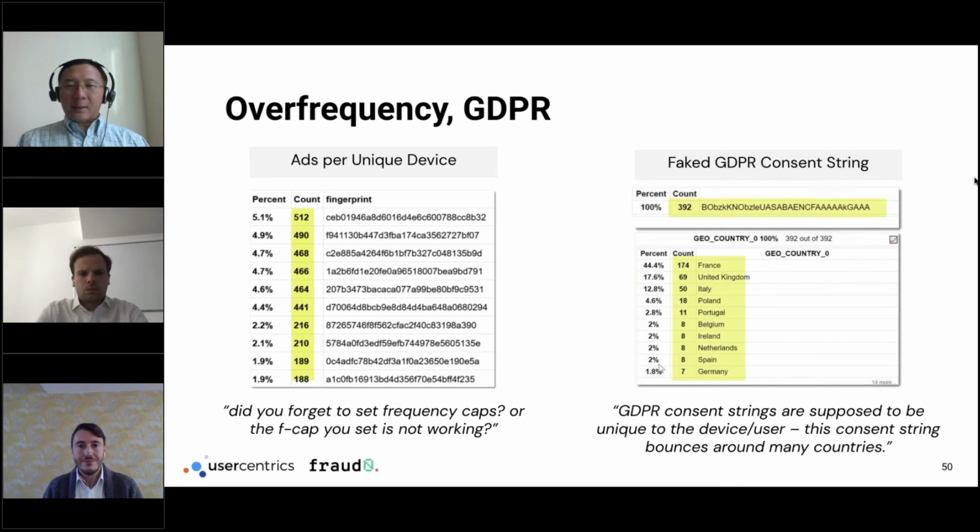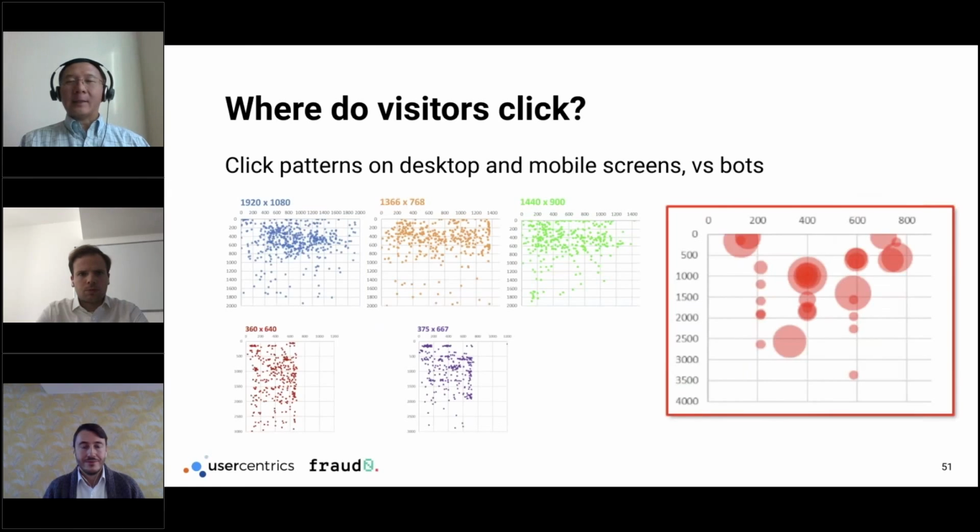Okay, and then on the right-hand side, we see consent strings. We started to see evidence of faked consent strings. What we mean by that is this consent string, which is supposed to be unique to the person and the device, is actually now showing up on devices in 10 different countries. So that's how we know that that's a faked consent string, because the consent string should pertain to one device and one user in one location. So again, analytics can show us things that are amiss.